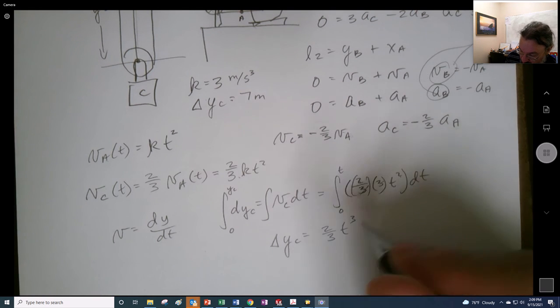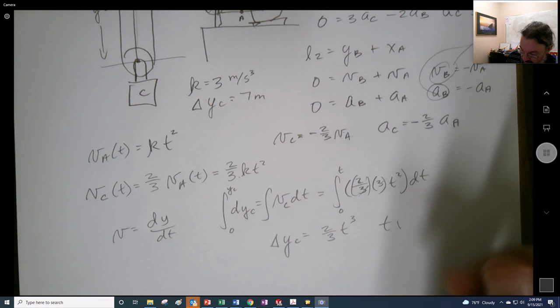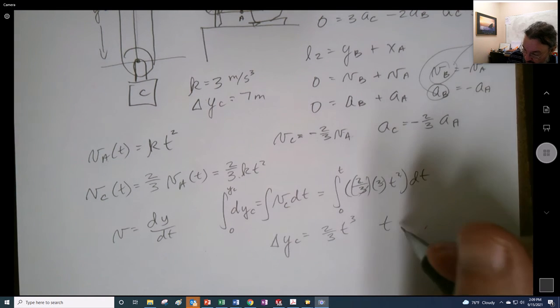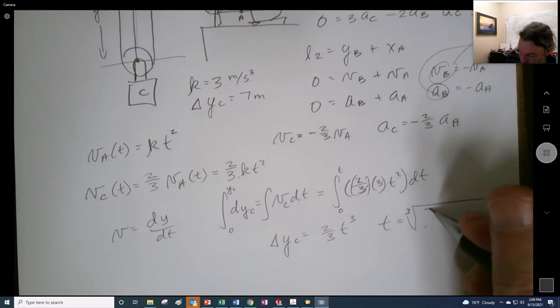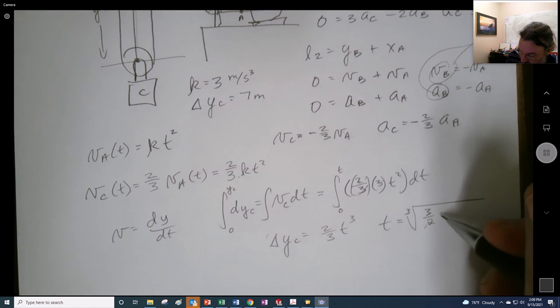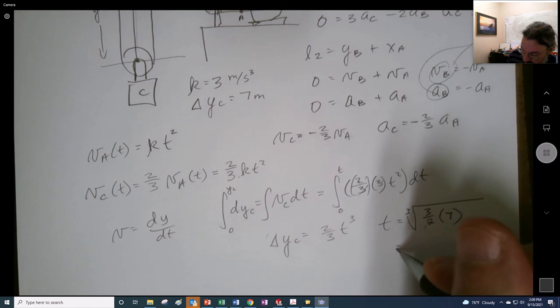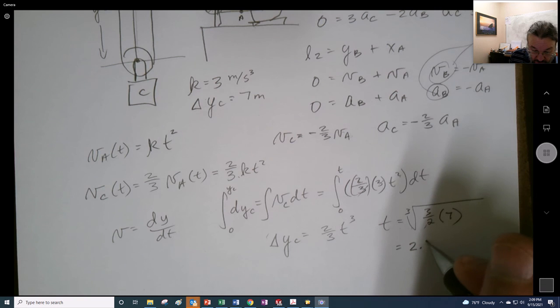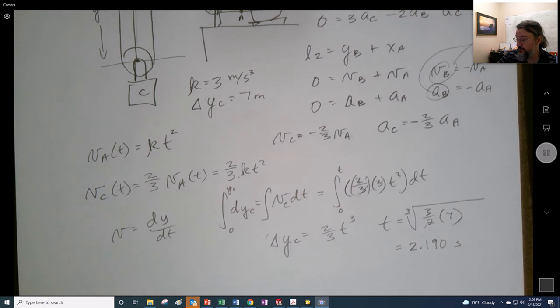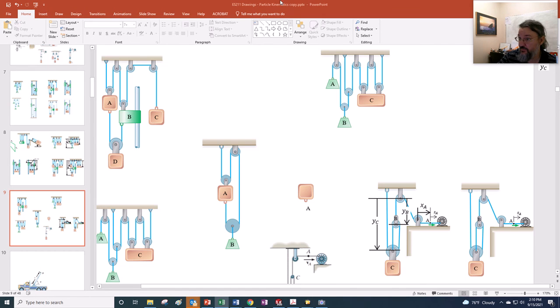So we could flip this around and say t is the cube root of delta y times 3/2, right? It goes back over there, and delta y is 7. So I go 7 times 3 divided by 2, bring that back up, and I say that this is going to be 2.190 seconds. Let me double check my numbers to see if I made some mental error here, which is quite often the case.